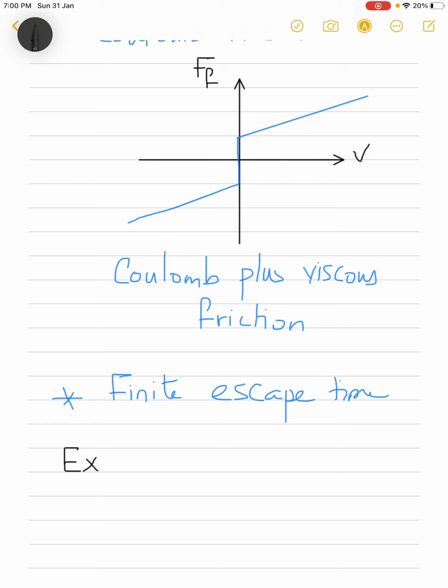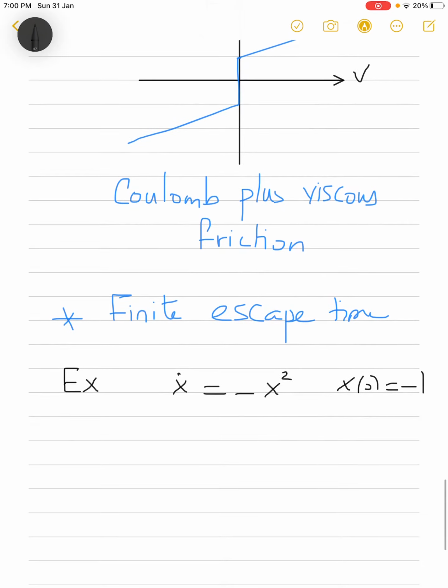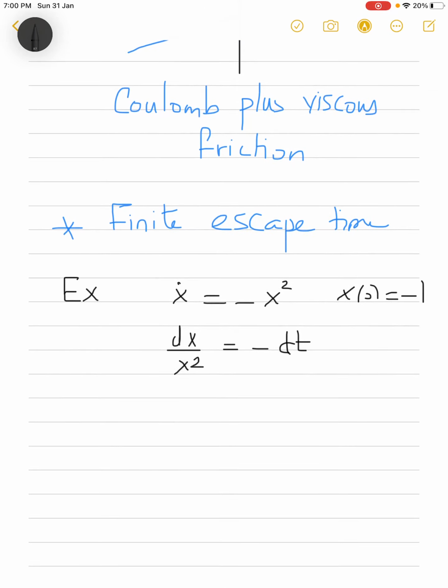Suppose that we have x dot equals minus x squared with the initial condition x of 0 equals minus 1. Now, if we consider this differential equation, we can actually find the solution x of t. I can write dx divided by x squared equals minus dt, and if I integrate both sides of the equation, I can find an expression for x of t taking into account the initial condition, and that would give me 1 over t minus 1.